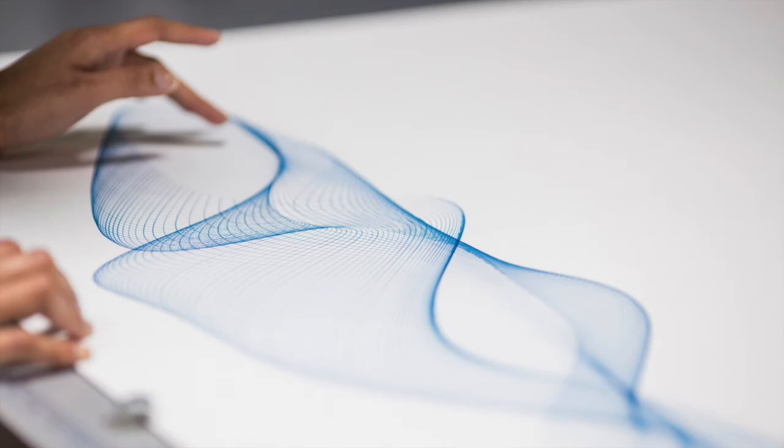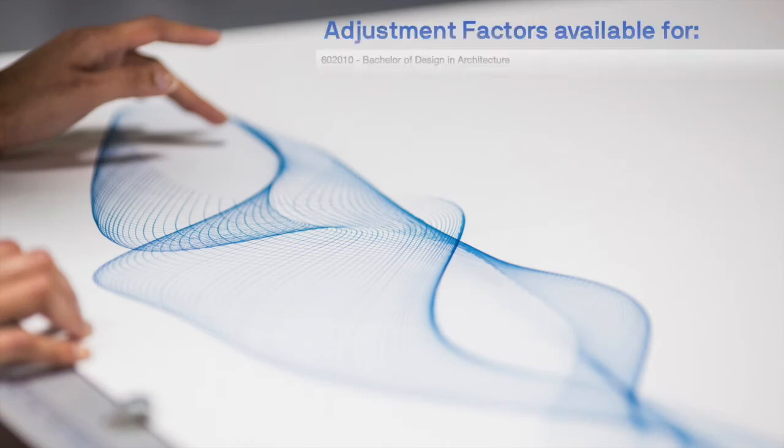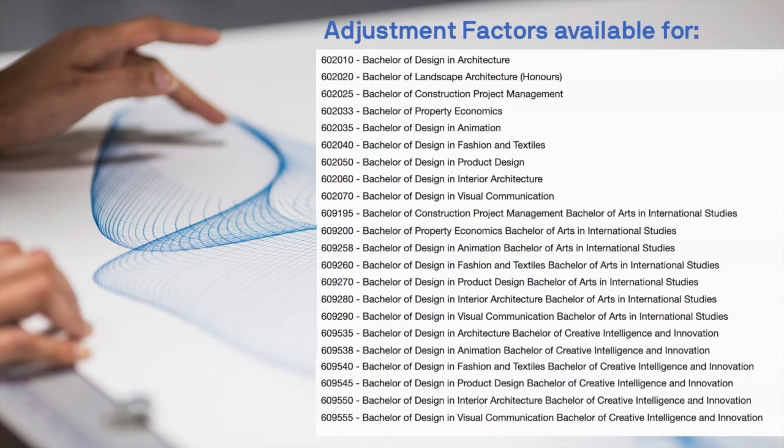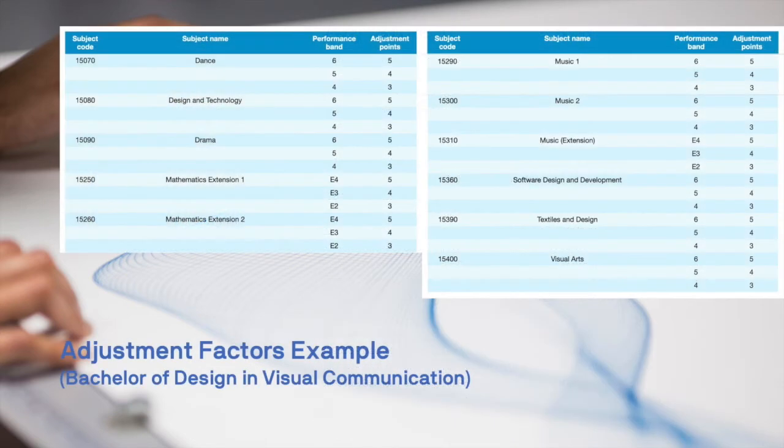Each of the Design, Architecture and Building faculty undergraduate courses shown here offer some Year 12 subject scheme adjustments. The adjustments are applied to your base ATAR score, boosting your selection rank, such as in this example for the Bachelor of Design in Visual Communication. But don't worry about any extra online paperwork. UAC calculates and applies your adjustment factors automatically for your chosen preferences.